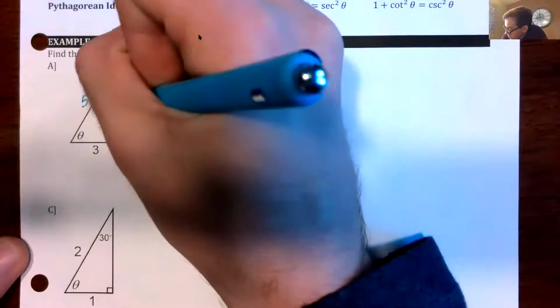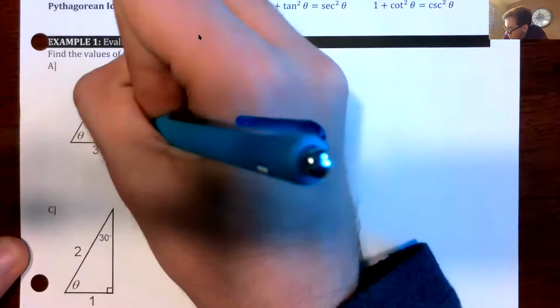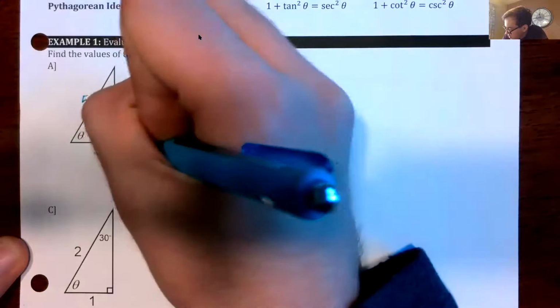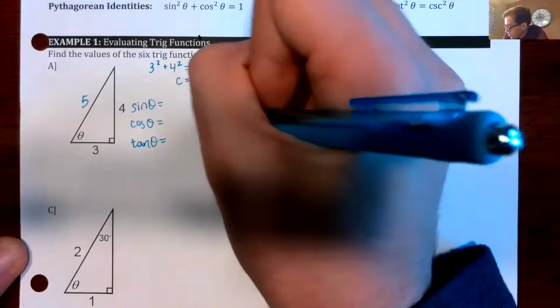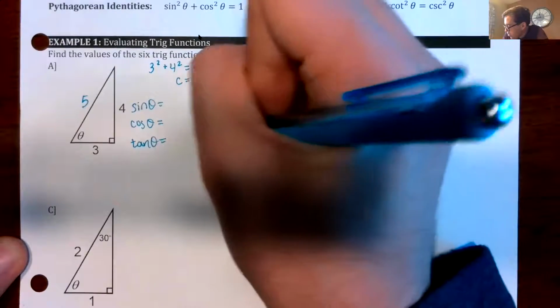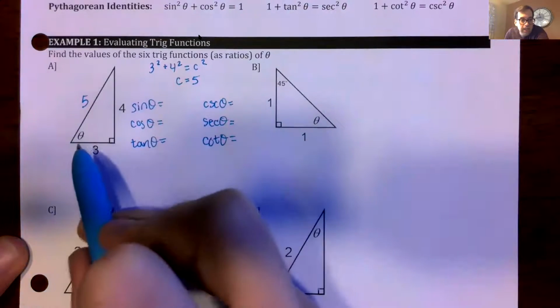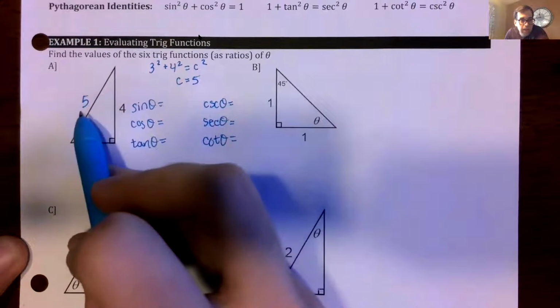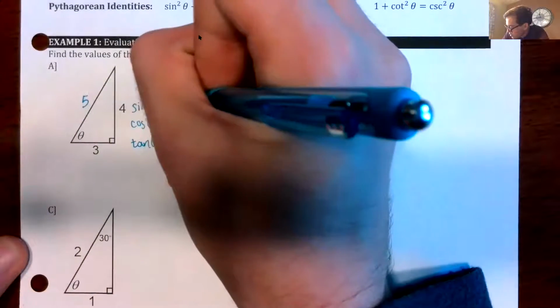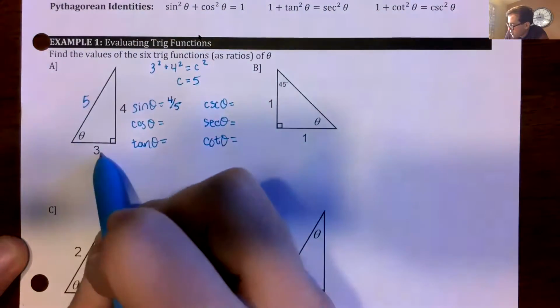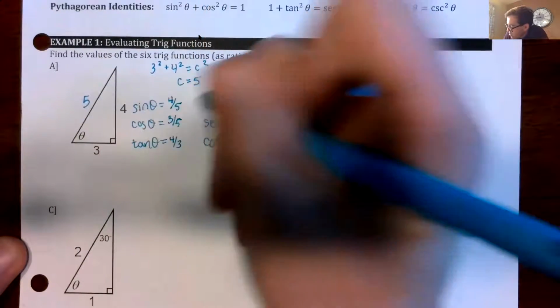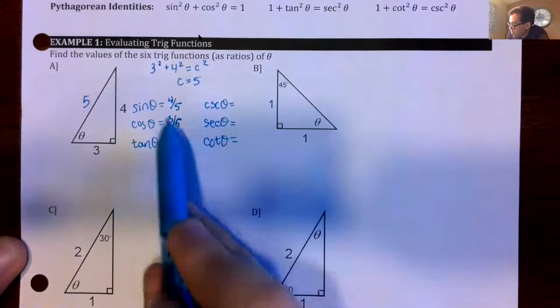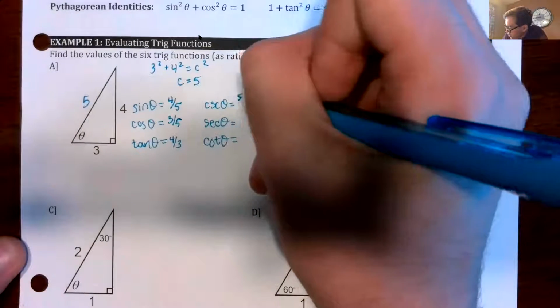So we're going to have sine, cosine, tangent, cosecant, secant, and cotangent. All right. So sine is the opposite over the hypotenuse, or 4/5. The cosine is the adjacent over hypotenuse, or 3/5. Tangent is the opposite over adjacent, 4/3. And if you have this lined up properly, cosecant, secant, and cotangent, remember, are just the reciprocals of those answers.